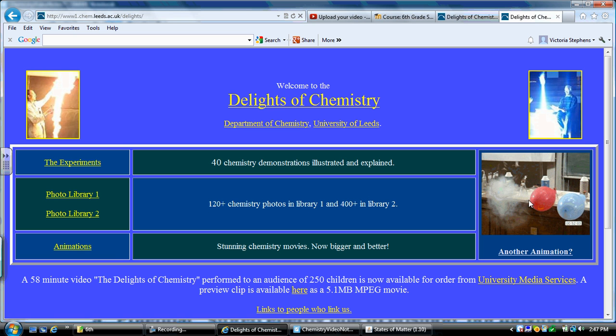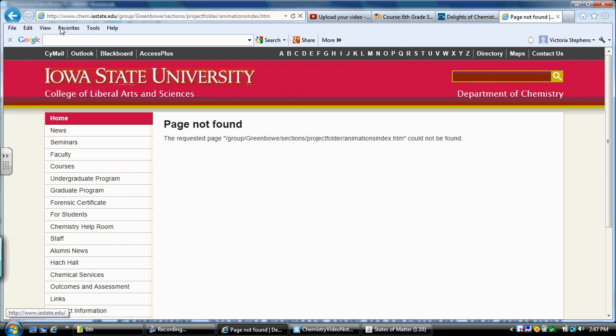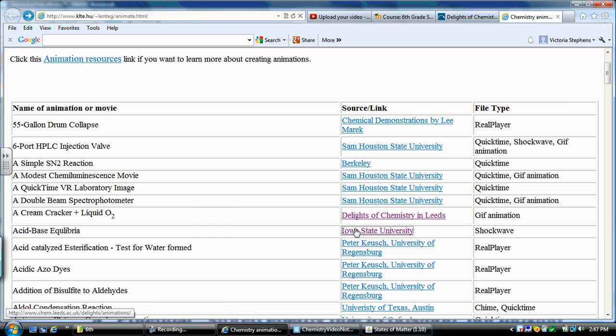So this is one where it's showing balloons being popped, and you can look at different experiments. So that's, oops, let me go back. Yeah, you can go to a lot of different ones. Acid, base, and more. But that's just a link to different chemical changes if you want to look at them.